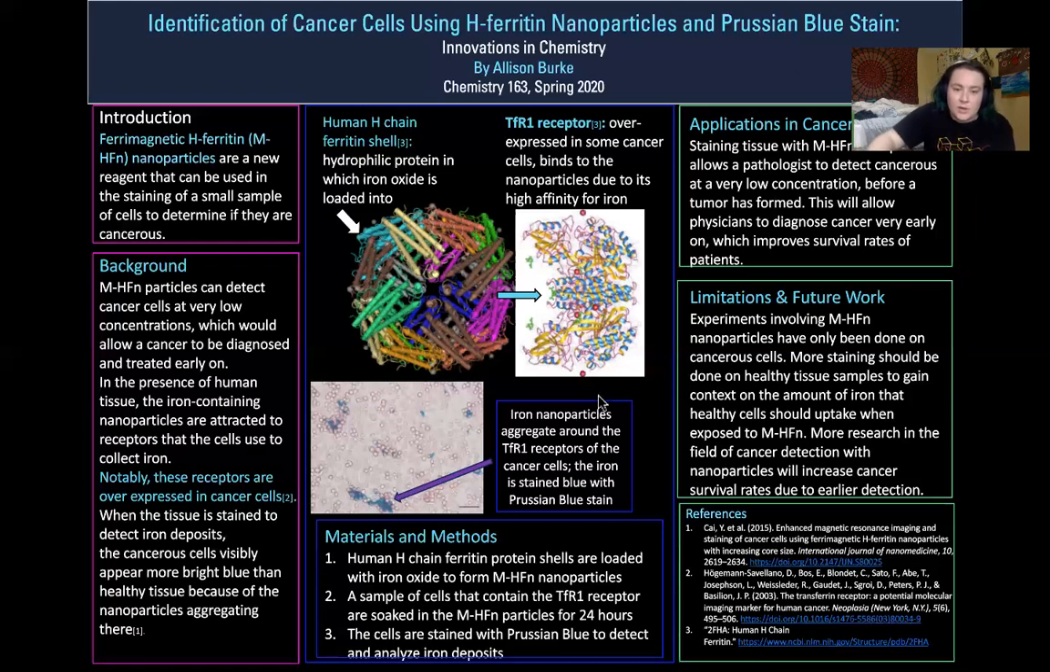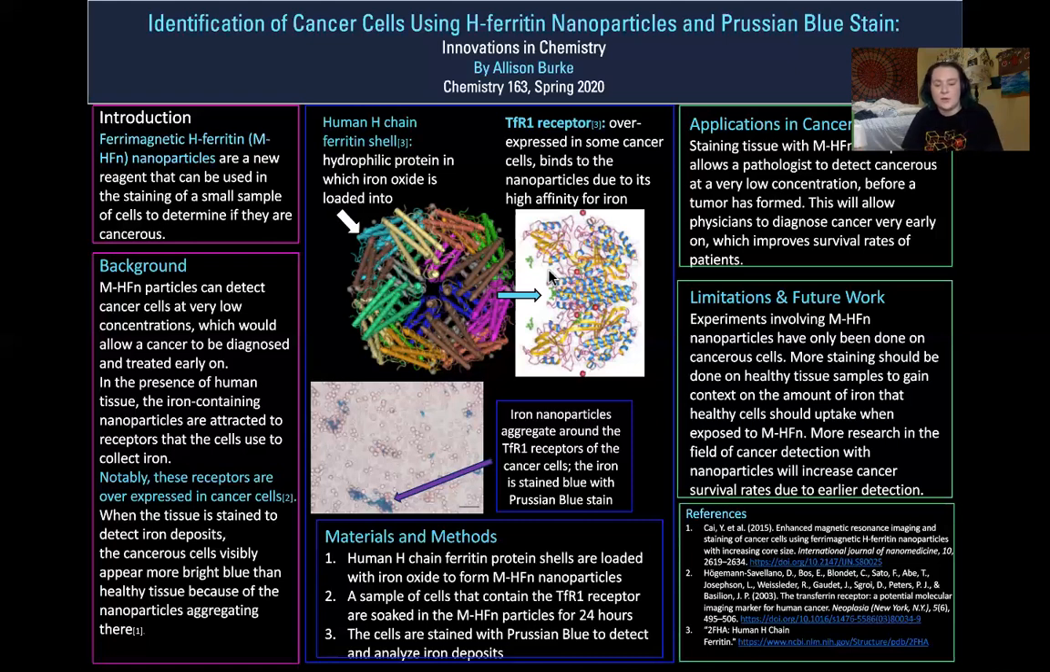And so in the middle here, there's a diagram of what the interaction of the proteins is. The TFR1 receptor is the receptor that the nanoparticles bind to, and it's in charge of collecting iron. And again, it's overexpressed in certain cancer cells, but it has a really high affinity for iron.